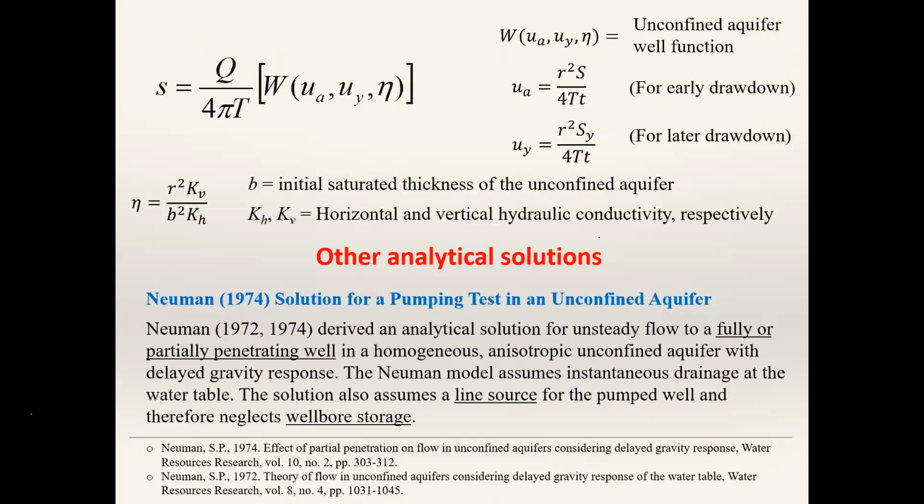Right? So the Boulton equation now actually has three functions. This is for the early stage, right? This is for the delayed yield. This can be used to estimate some other aquifer properties that we could not estimate with the Theis-Cooper equation. For example, we could not estimate anisotropy. So here, anisotropy can also be estimated for the unconfined aquifer. That is the importance of this solution.